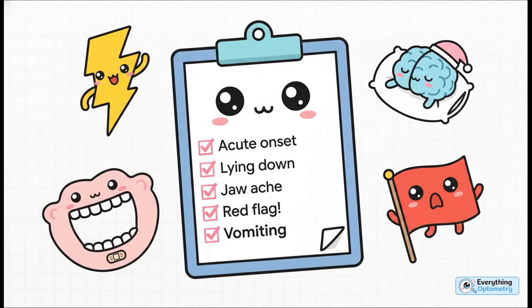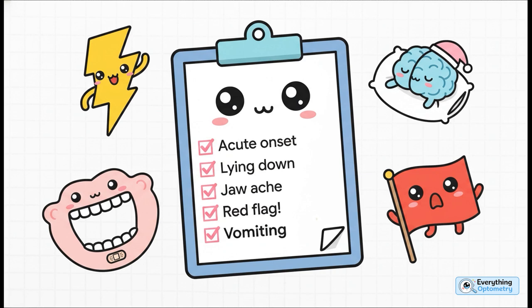So while most headaches are totally benign, we have to actively hunt for the dangerous, life-threatening red flags. This right here is your danger checklist, and you absolutely need to memorize it. Was the headache a sudden, acute thunderclap? Is it a completely new onset in an older patient? Do the headaches actually get worse when they lie down or wake up? Because that strongly points to raised intracranial pressure.